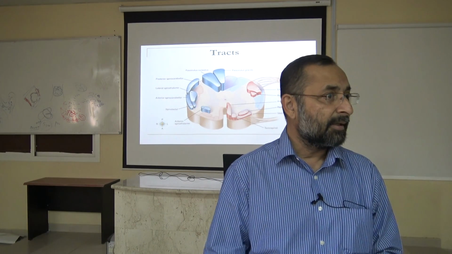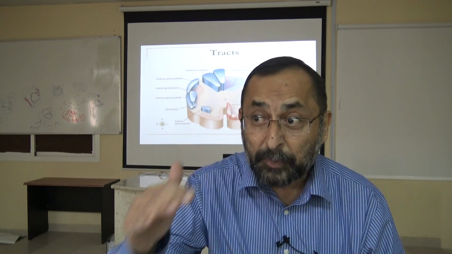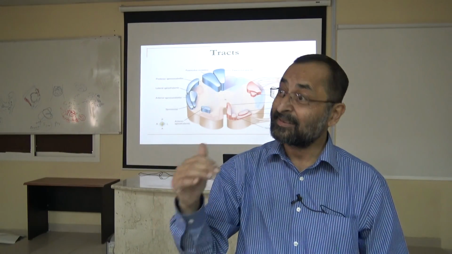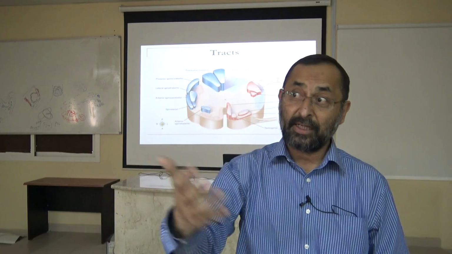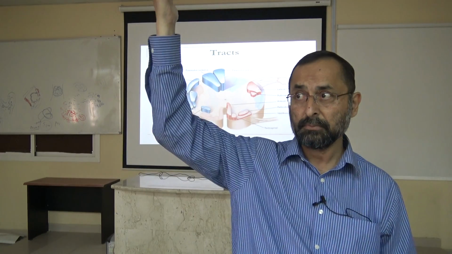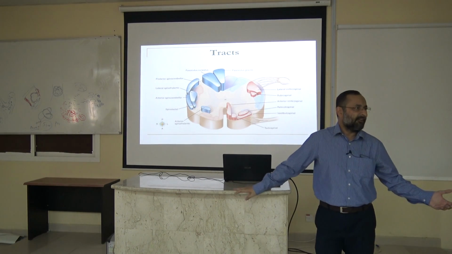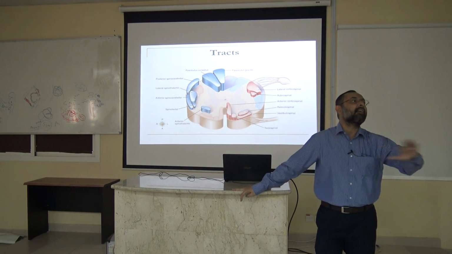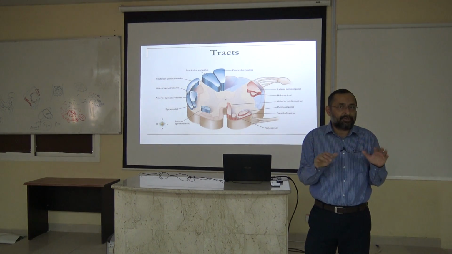Spinothalamic tract, spinocerebellar tract. What is the meaning of spinothalamic? Starting from the spinal cord and going to the thalamus; spinocerebellar, starting from the spinal cord and going to the cerebellum. That's it, simple. Okay, so very meaningful names. Most of the names are clear, but sometimes the names are not clear. You have to be cautious.